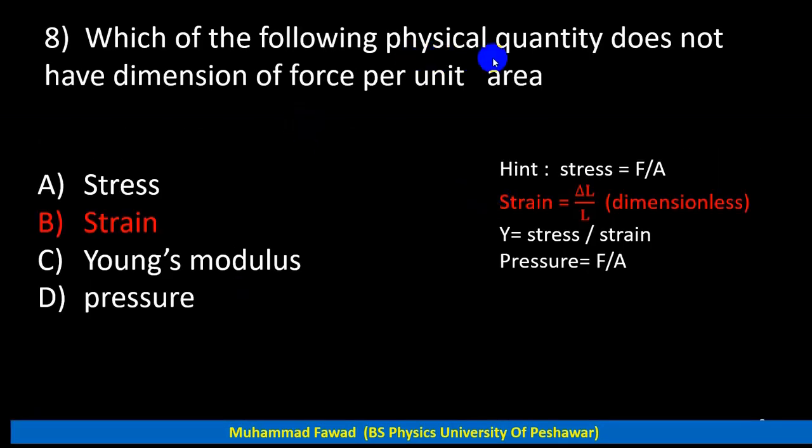Which of the following physical quantities does not have dimension of force per unit area? Stress, strain, Young's modulus, and pressure. Dear student, we know that stress is equal to force per unit area. Similarly, Young's modulus is equal to stress divided by strain, and strain is dimensionless. Therefore, the dimension of Young's modulus is also equal to force per unit area, and the dimension of pressure is also equal to force per unit area. And strain is equal to change in length divided by length, and we know that strain is a dimensionless quantity. Therefore, here the correct option is B, which is strain.